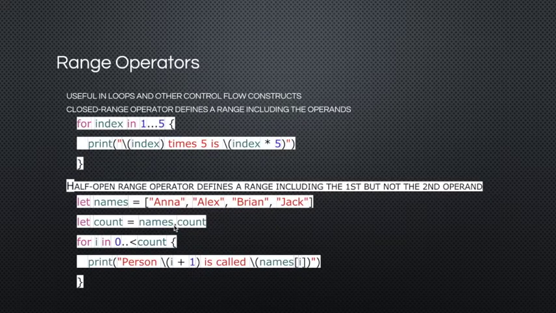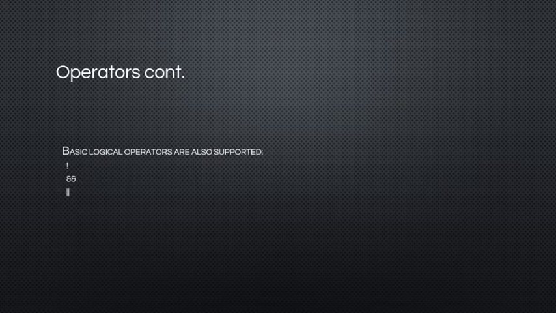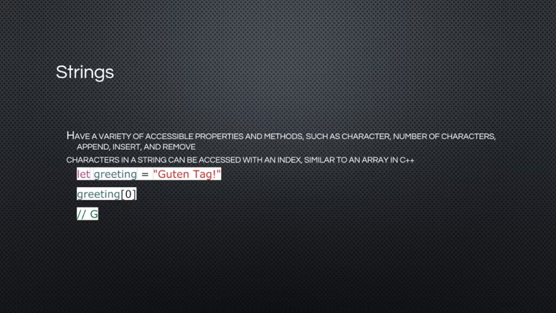range operator would be useful in for loops, like how you would normally set up a for loop. 0 to count would be 0 to count minus 1. So you're not including the last portion of the operator. And then you have your basic logical operators as well, not, equal to, and, or.